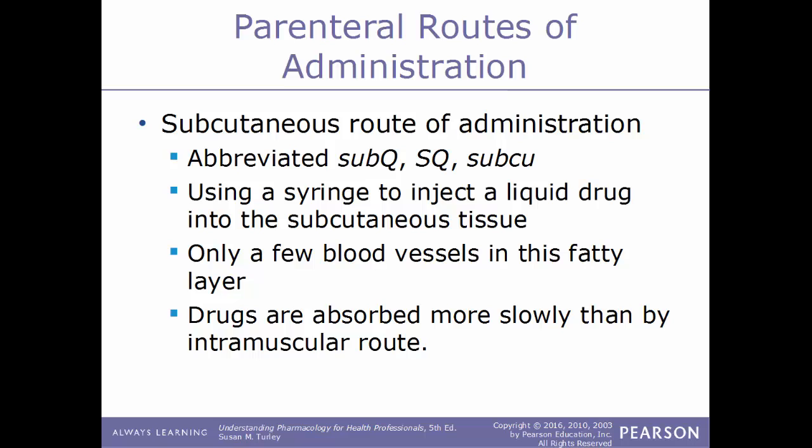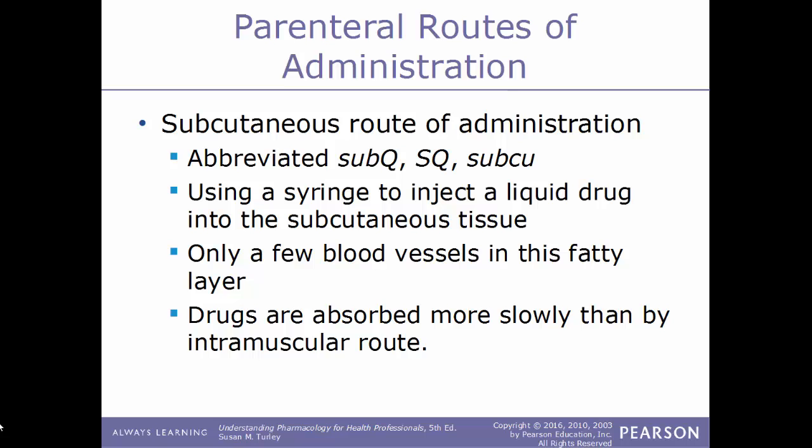Another example of a parenteral route is the subcutaneous route. This is often abbreviated as SQ or subQ, or the letters sub-CU. This is where you use a syringe to inject a liquid drug into the subcutaneous tissue. In this layer, you only have a few blood vessels, because it's mostly fatty tissue.